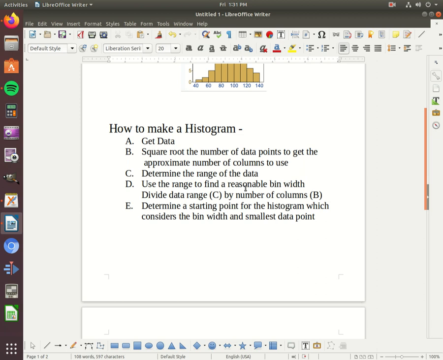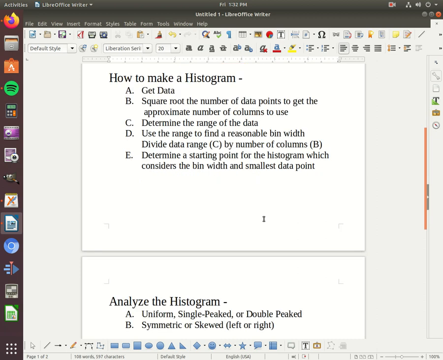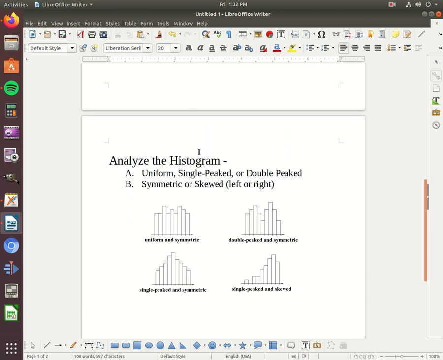And again, if none of this makes sense, hopefully it will become more clear using real data and making our own histogram. From there, we'll determine the starting point for the histogram, which considers the bin width. Again, creating a histogram is more art than it is science. There are some general rules, but some guidelines that give you a little bit of play to determine how much you want to go with. And then finally, once we have the histogram, really the useful thing is we'll analyze it, and we'll look to see if it has a uniform, a single peak, or a double peak. And again, that's just sort of like looking at a mountain range or something.